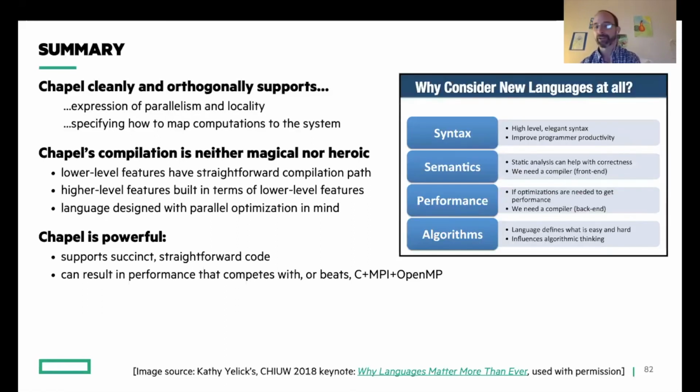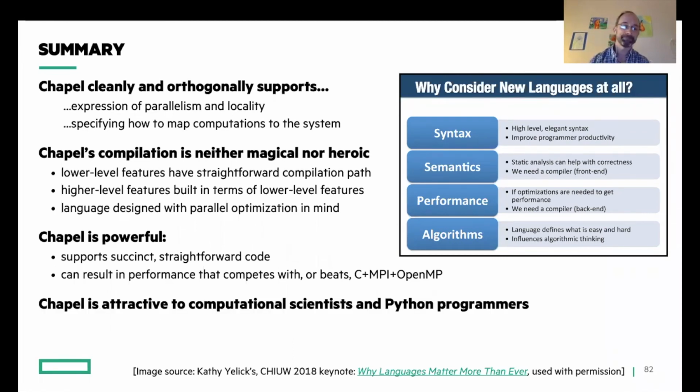And if we think back to the original slide I showed from Kathy Yelick's talk, we've seen examples today about how Chapel's syntax and semantics enable cleaner code and enable new performance optimizations. And though we haven't talked about it, I think it also enables users to be more creative in their algorithms and to change their code more easily. Finally, I'll just assert through our users that Chapel's attractive to computational scientists and Python programmers.